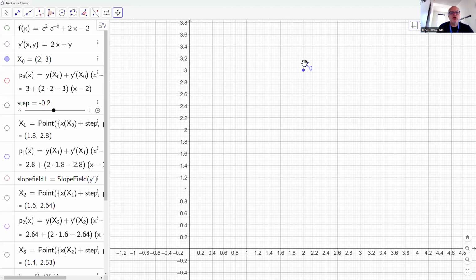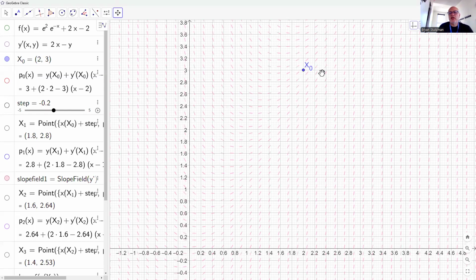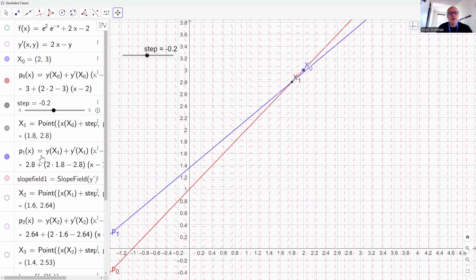So here's our initial point, and there are my slopes at all these points. I'm going to draw a tangent line using my slope, which was 1 at that point. I'm going to go a step of 0.2 away to the left to give me a new x value. Notice here, the slope is a little bit more shallow.